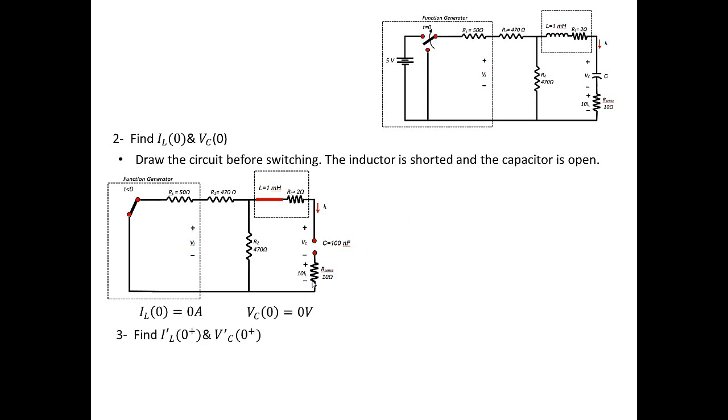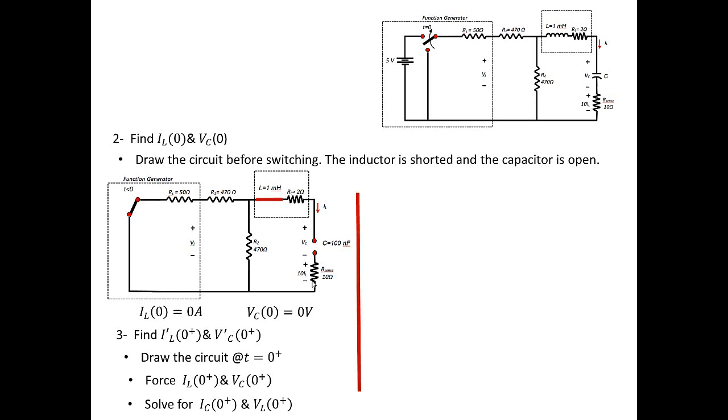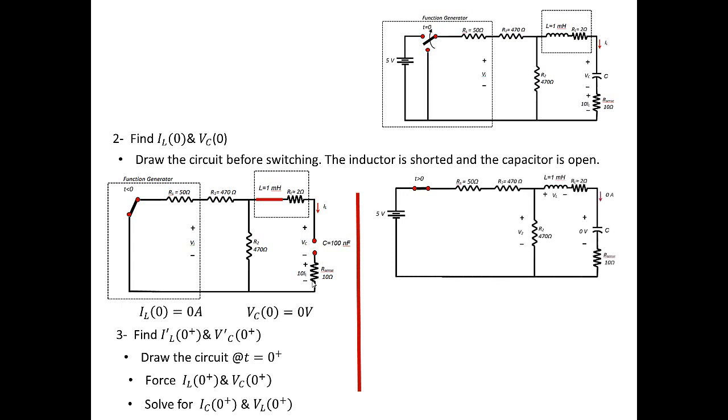Now we need to find IL prime at 0 plus and VC prime at 0 plus, basically the second initial conditions. To do that, we need to draw the circuit right after switching. We need to force IL at 0 and VC at 0, and then we need to solve for IC at 0 and VL at 0, of course right after switching. So we're going to say at 0 plus. Let's draw the circuit at t equals 0 plus, right after switching. Now what happened is the 5 volts have been applied to the circuit. The switch is shorted here. We have the 50 ohm resistor, the 470 ohm resistor, and the other 470 ohm resistor.